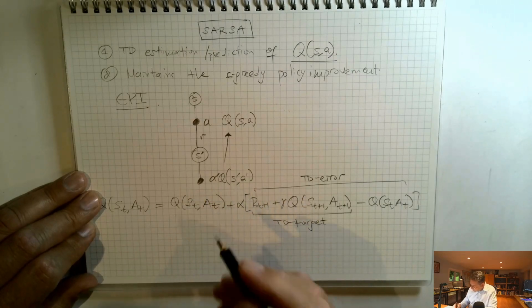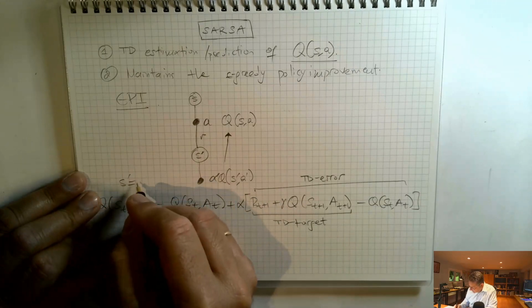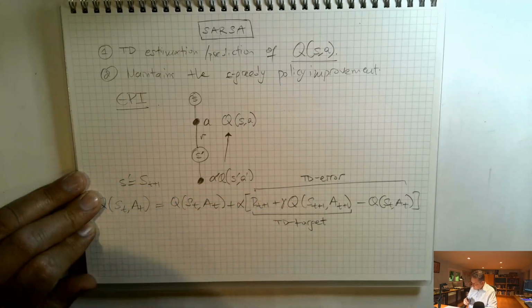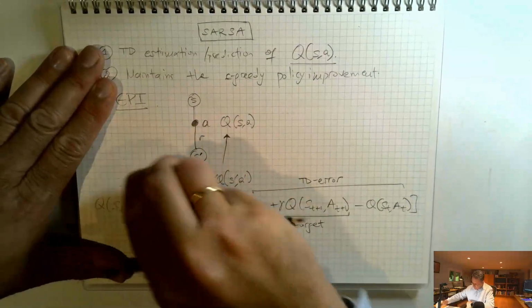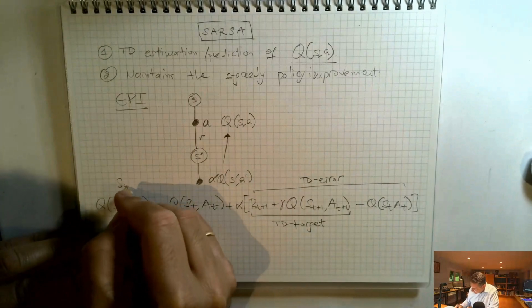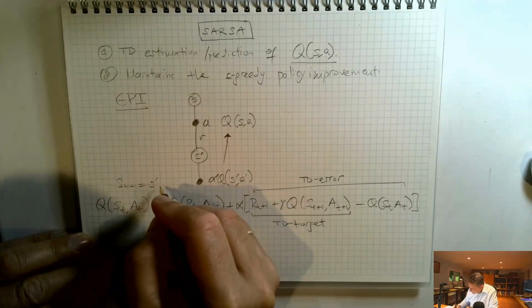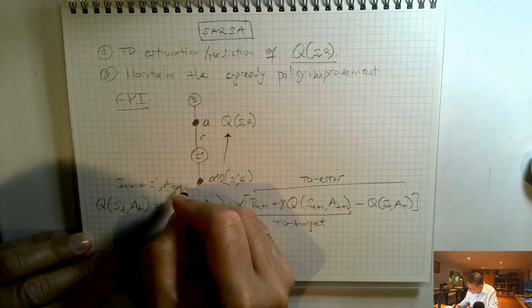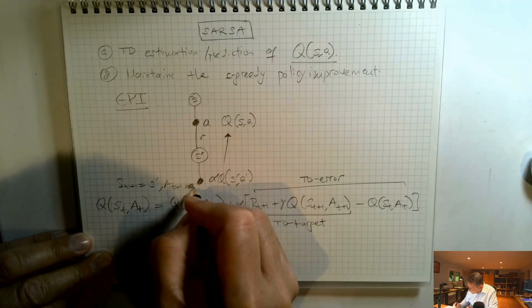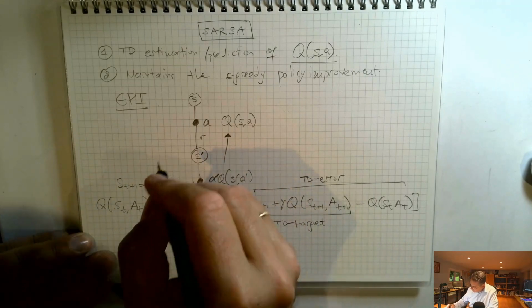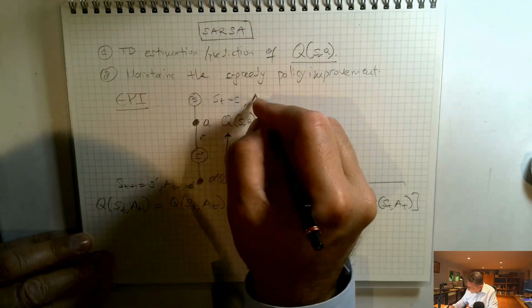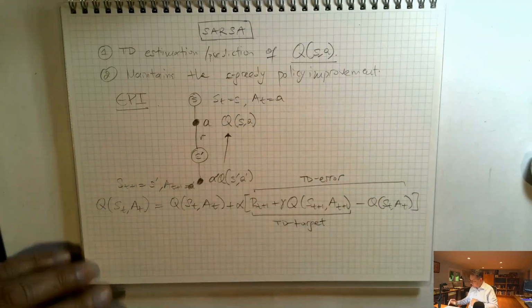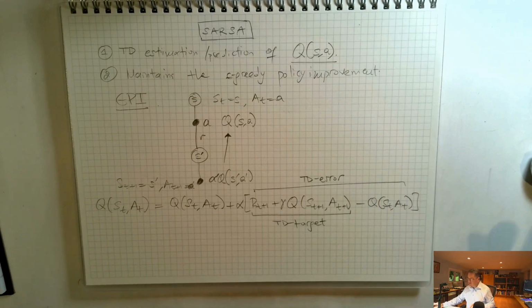Here S prime is S_{t+1}. In fact, we have been writing it in a kind of reverse way. So S_{t+1} is equal to S prime, A_{t+1} is equal to A prime, and here we have S_t is equal to S and A_t is equal to A. Okay, so that is the SARSA update.